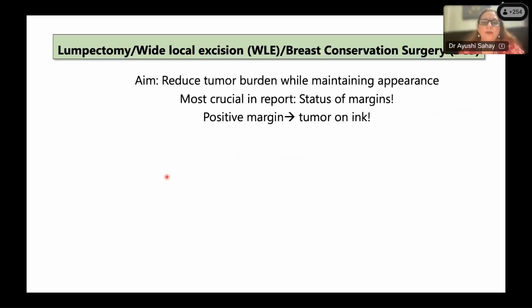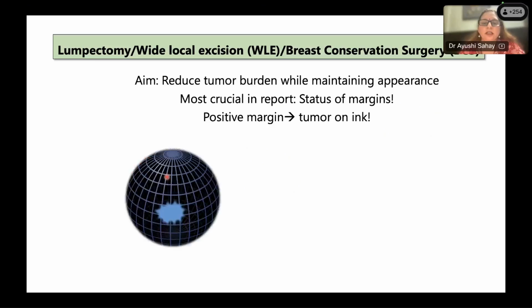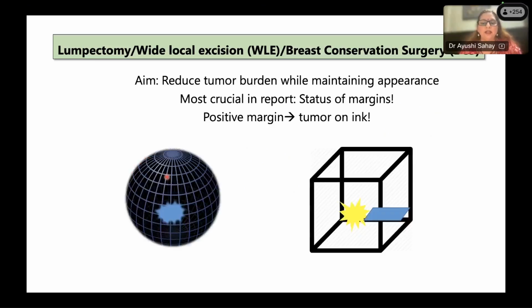The aim is to reduce the tumor burden while maintaining the appearance, and what is called a positive margin is tumor on the ink. Now in a wide excision, if we start sampling all of the surface around a sphere, we are going to need a huge number of sections, right? So how do we take the margins in a breast conservative surgery? We imagine the specimen like a cube instead of a sphere. In fact, our surgeons have become so used to this that instead of taking out a ball of tissue, they generally make it slightly cuboid or cube shaped.